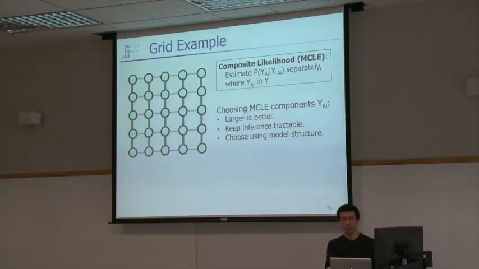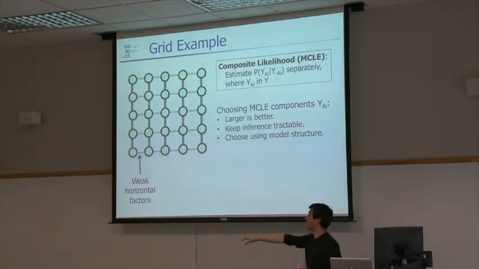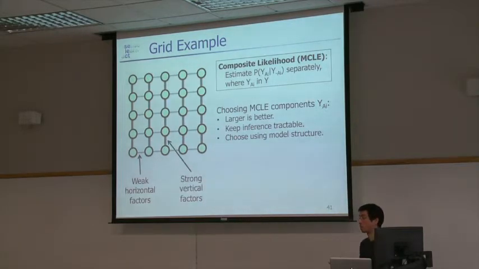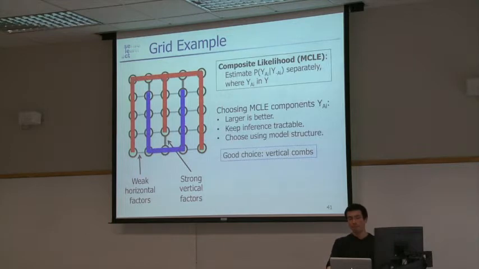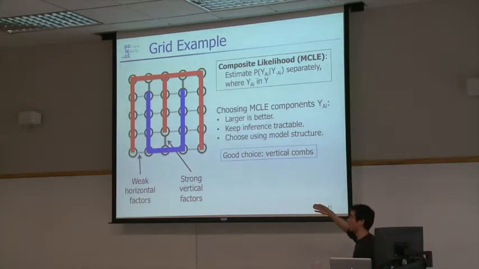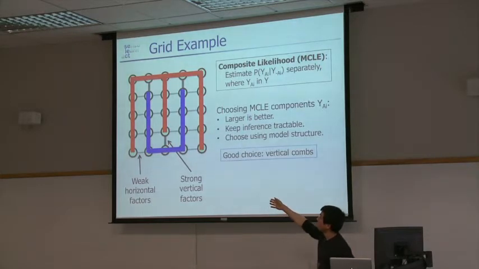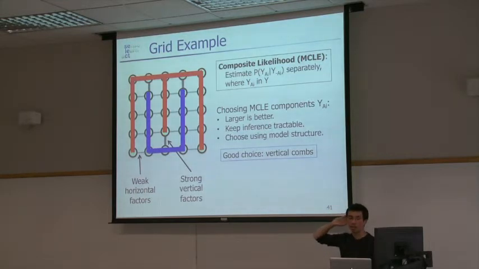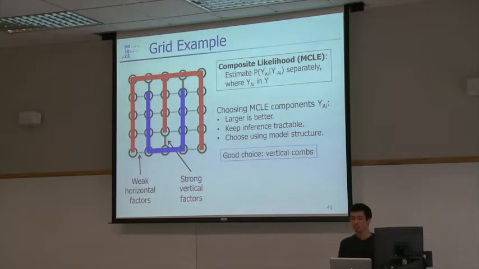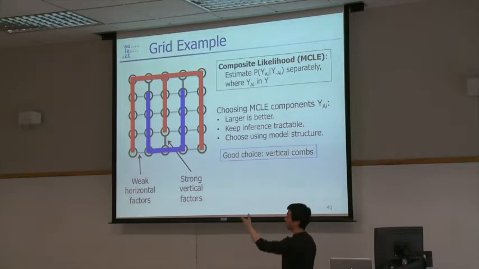What I mean by using the model structure is, suppose you have this grid example, and you have very weak horizontal factors, but very strong vertical factors. And suppose you had some expert knowledge letting you know this beforehand. Then a good choice for composite likelihood components might be combs like this, oriented vertically, with the idea being that each of these components captures a lot of these strong vertical interactions. But there aren't many components, there are only two, quite large ones. And we'll note also that they don't overlap.